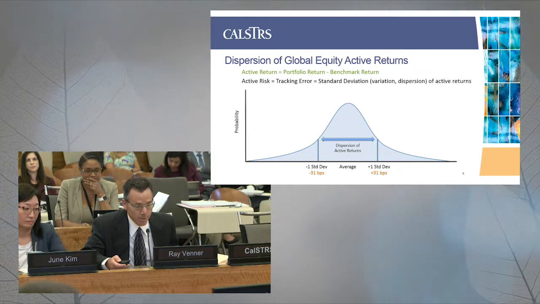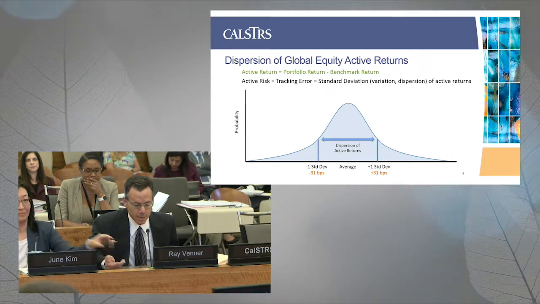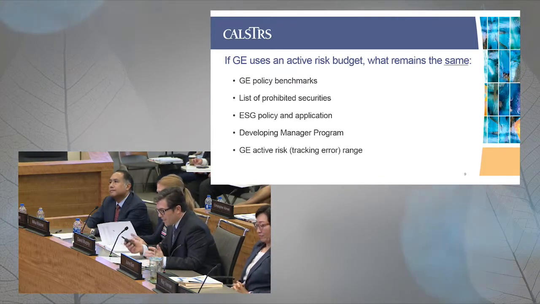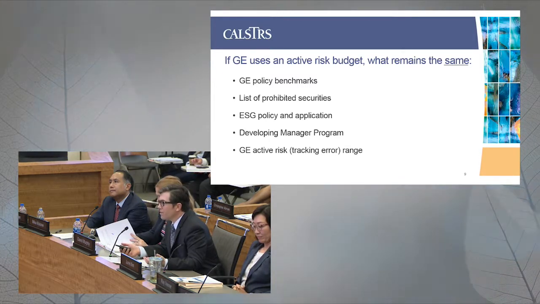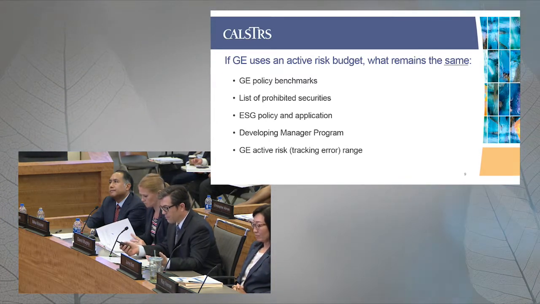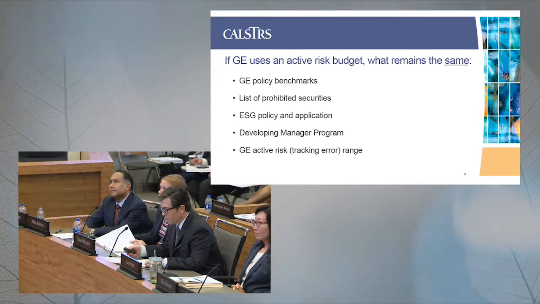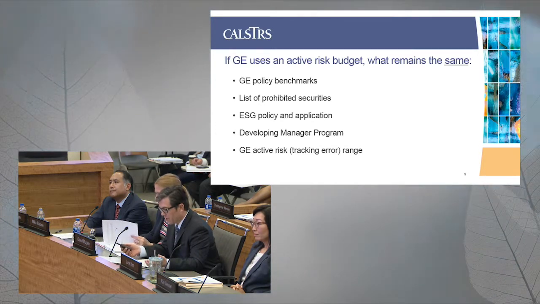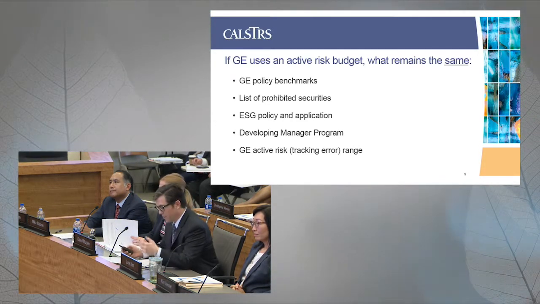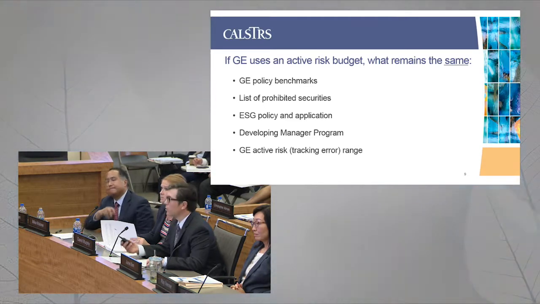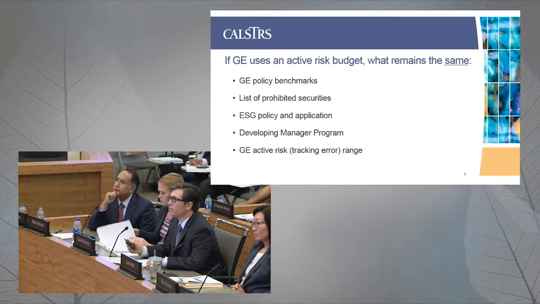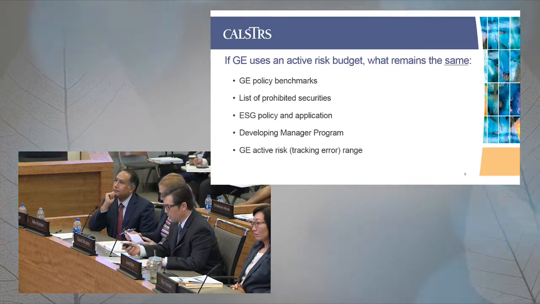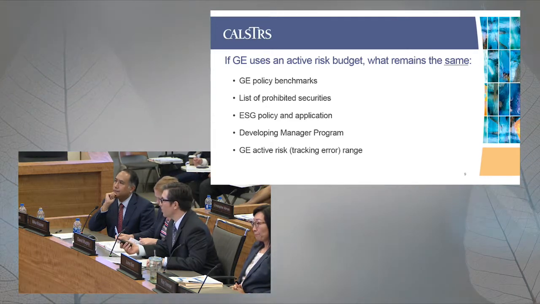Next, David will describe some implications of an active risk budget. So adopting an active risk budget is really an evolution, not a revolution of how we currently govern our portfolio. This new framework would accomplish the same objective of constraining risk as current global equity policy, but would give us more flexibility and transparency. So with an active risk budget, what would remain the same? There would be no changes to the GE policy benchmarks and the list of prohibited securities. Also, there's no change in how we apply the ESG policy to the global equity portfolio.